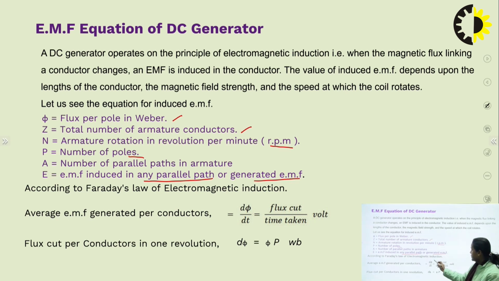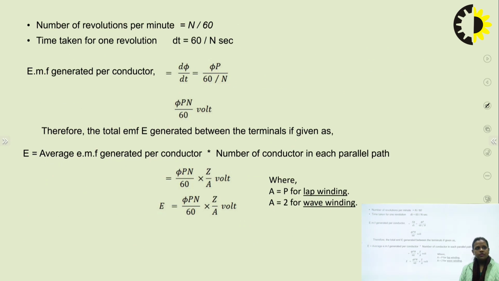Now, according to Faraday's law of electromagnetic induction, we know that the average EMF generated per conductor is d phi by dt, that is, flux cut divided by time taken. So what will be the flux cut per conductor in one revolution? We know that phi is the flux per pole in Weber, and if there are P poles, the flux cut per conductor in one revolution will be equal to phi into P. Next is the number of revolutions per second, which will be N by 60, so the time taken for one revolution.